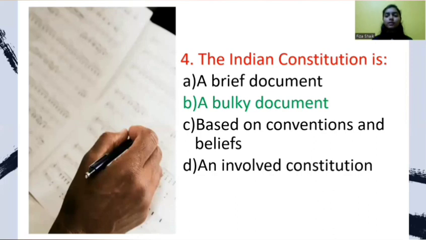Question number 4. The Indian Constitution is option A, a brief document, option B, a bulky document, option C, based on conventions and beliefs, option D, an involved constitution. Indian Constitution is a bulky document.